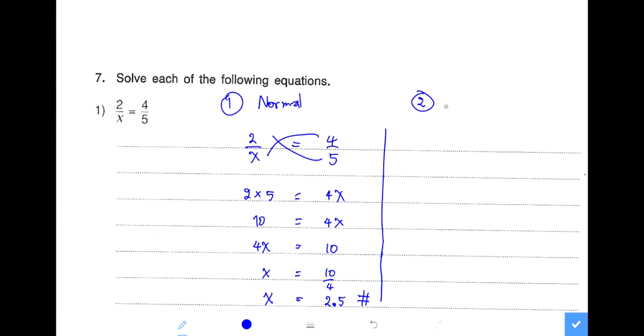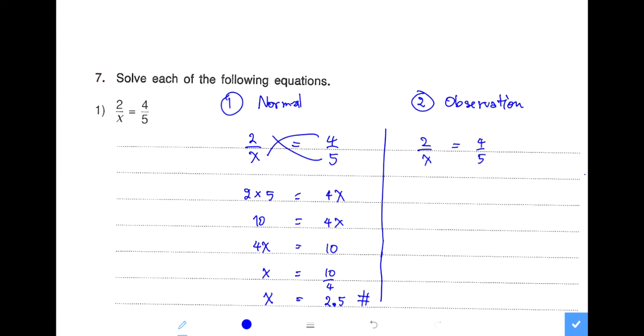Option 2 is by observation. You know observation, right? By observation, you just look at the patterns. You just have to look for something special in it. So I'm going to write again 2 over x is equal to 4 over 5. I look: hey, these are fractions. If the 2 fractions are equal, then the upper part has to be equal to the upper part and the lower part equal to the lower part.